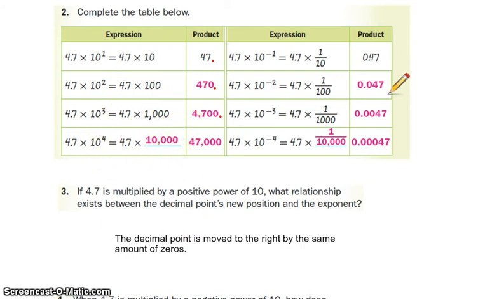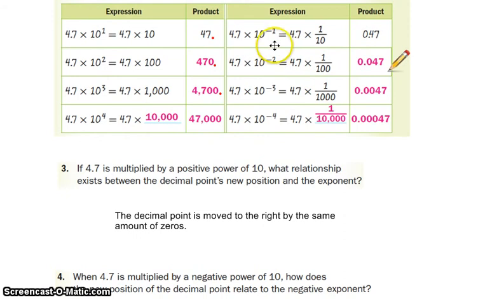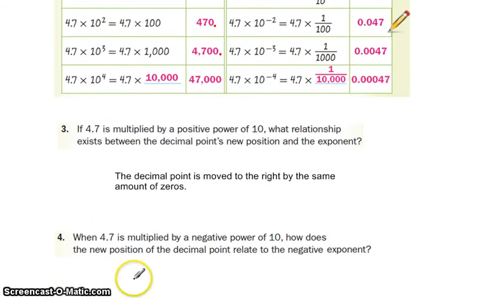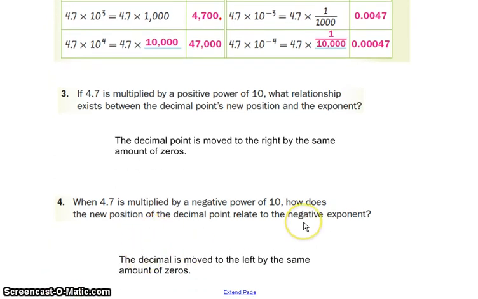Now the next question is, what's the relationship when we have a negative exponent? It's the same as over here, except we're now moving it to the left. The decimal point was here, we're going to move it 1 space to the left. Exponent of negative 2, we're going to move it 2 places to the left. Exponent is negative 3, we're going to move it 3 places to the left. Exponent is negative 4, 4 places to the left. Again, this just should be review for you guys. So your relationship is the decimal is moved to the left by the same amount as the zeros.